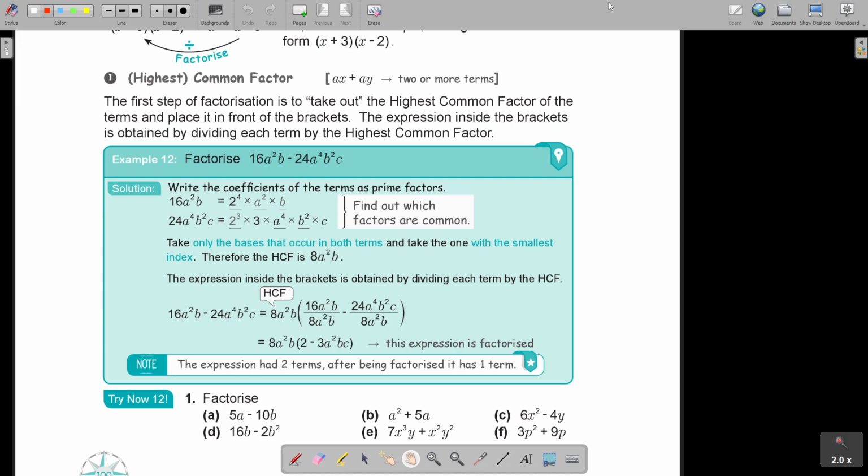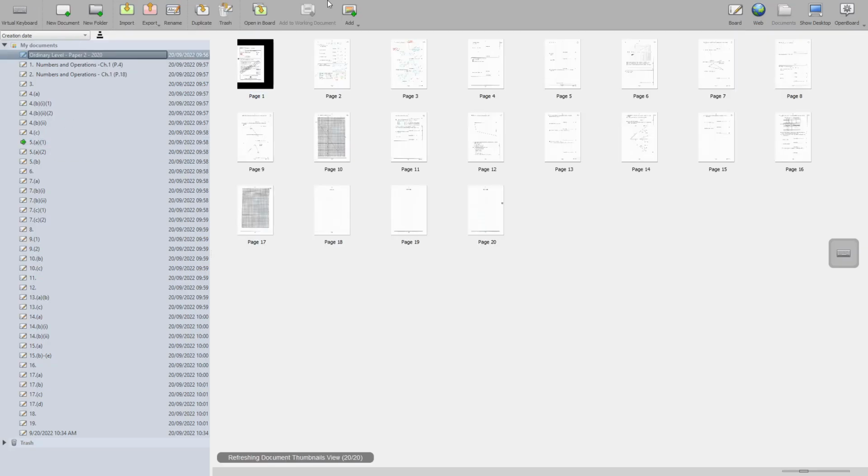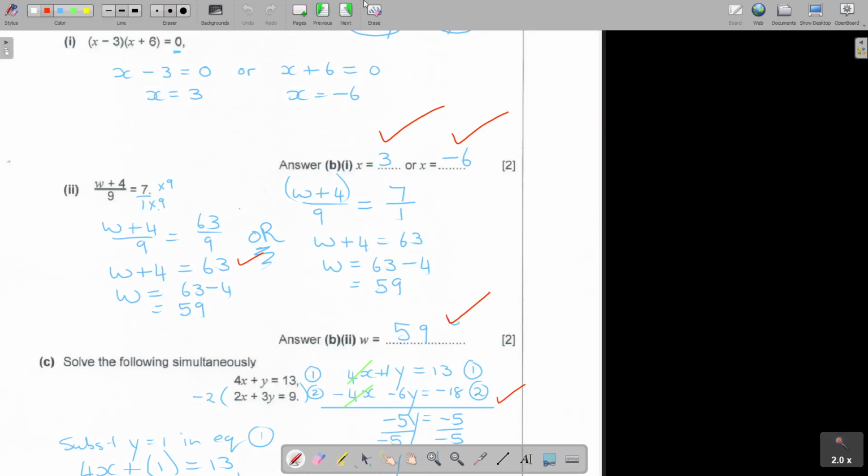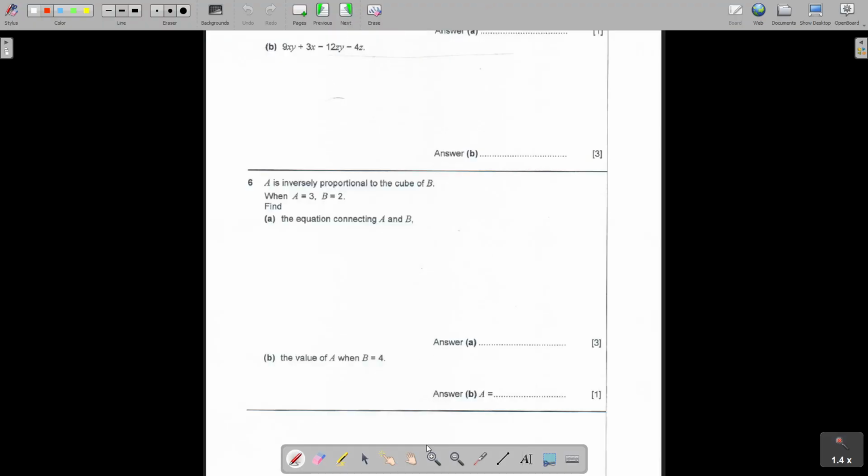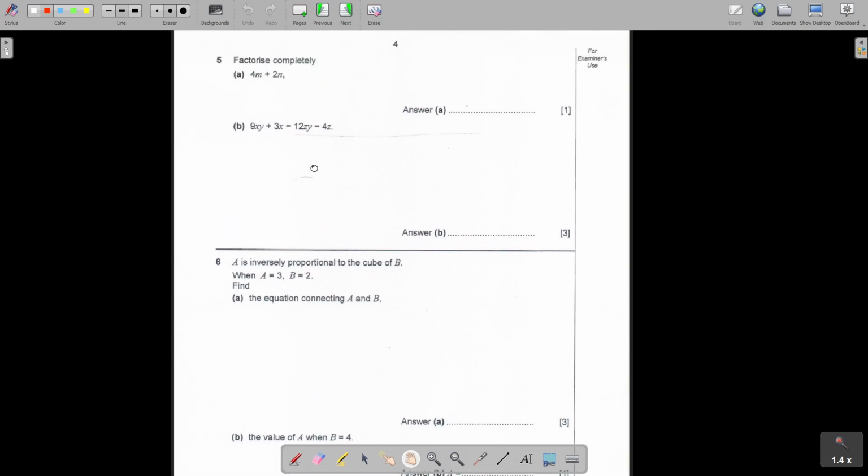Okay. Now let's first go back to the question, and then before the second question, I will take you again to the textbook to show you the different types of factorizations. Okay, so let's go back. Here's the question paper. Here's my question. Now it's the next one. I just want to go a little bit lower.